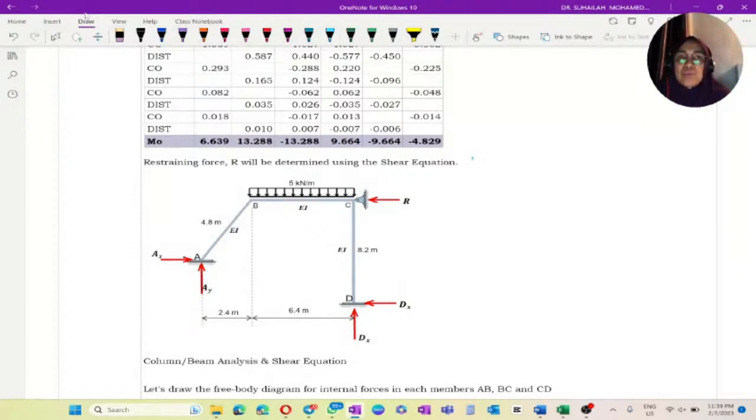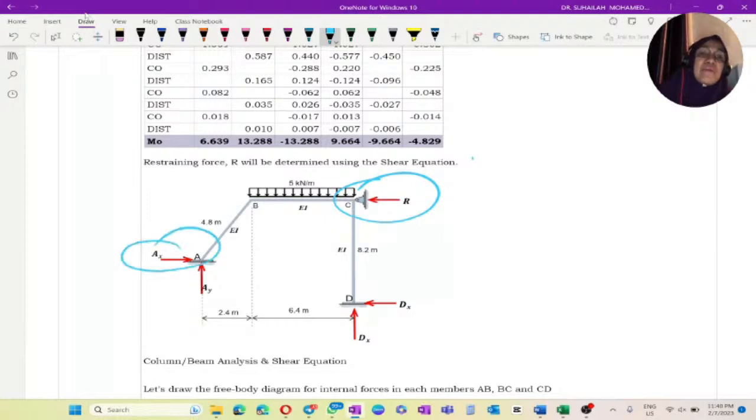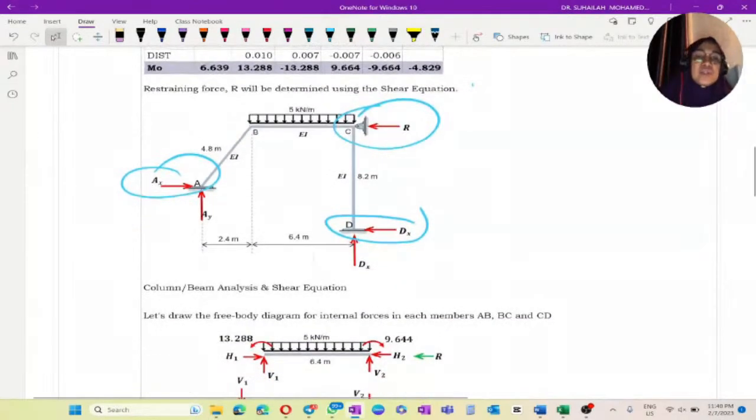Due to that, we will write the shear equation. The shear equation is the equation where we include all horizontal forces as well as horizontal reactions in one equation, because we have R as an unknown now, and we want to determine it. So we have to consider all horizontal forces as well as horizontal reactions in one equation. That equation is called the shear equation.